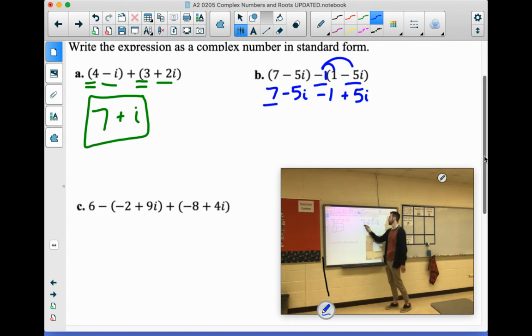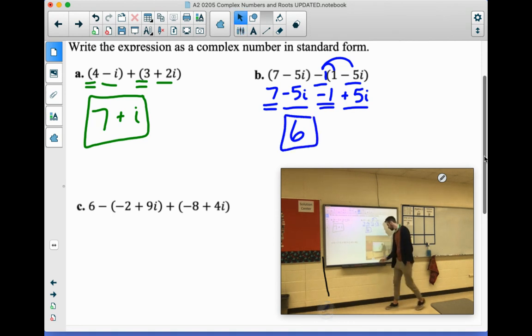So now we have 7 minus 1 is 6. We have -5i plus 5i. That's 0i. You don't need to write that. So we just got 6.